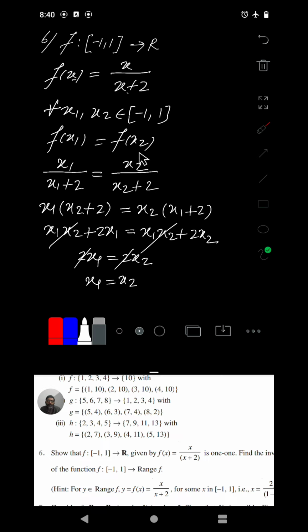Since f(x1) = f(x2) yields only one relation between x1 and x2, which is x1 = x2, and this is the criteria of a one-one function, thus we may say that f is a one-one function.